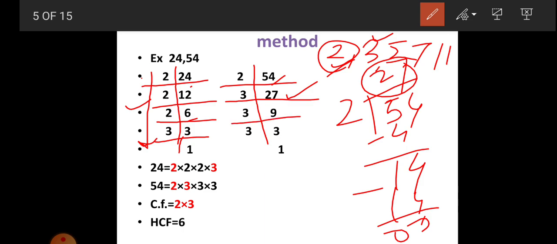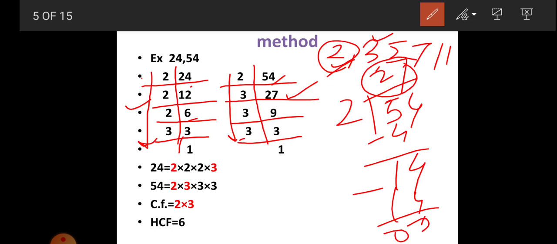Then again 9. 3 3s are 9. And again 3. 3 1s are 3. These are the factors of 54. So I wrote 54 factors: 2 into 3 into 3 into 3. 2 3s are 6. 6 3s are 18. 18 3s are 54. Now we take out the common factor.